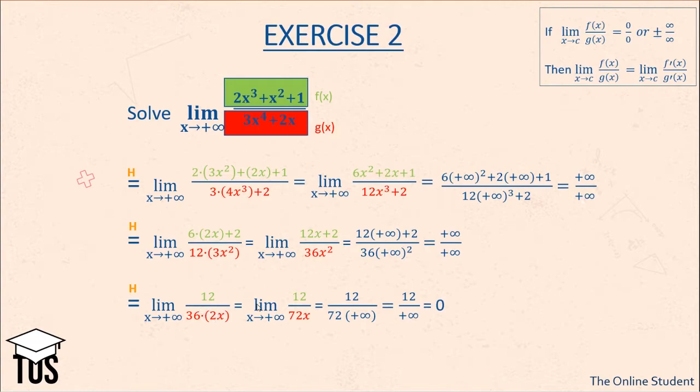We simplify this and we get the limit as x approaches infinity of 12 divided by 72x. Now we once again fill in infinity for x. This gives us 12 divided by 72 times infinity, which is infinity. So we get 12 divided by infinity, which is 0. And 0 is the solution to this exercise.